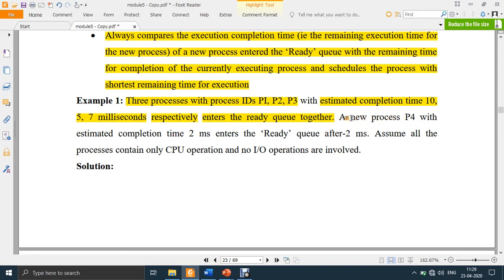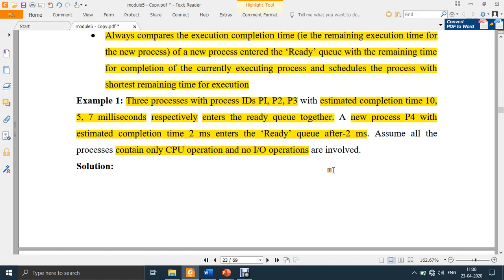A new process P4 with estimated completion time 2 milliseconds enters the ready queue after 2 milliseconds. So one more process P4 will enter the ready queue after 2 milliseconds. If you consider time 0, only P1, P2 and P3 enter the ready queue. After 2 milliseconds of these entering the ready queue, one more process P4 will enter. And what is its estimated completion time? 2 milliseconds.